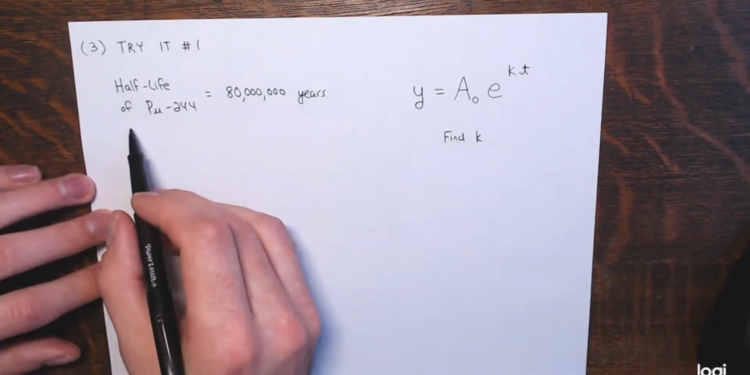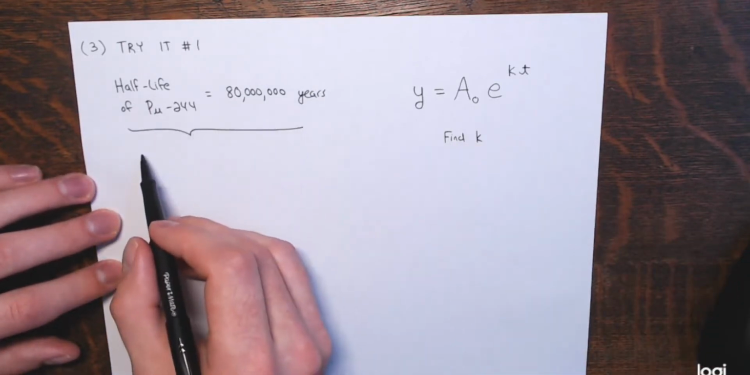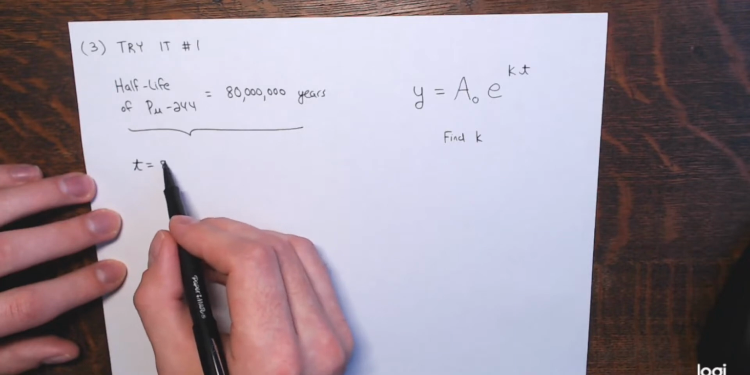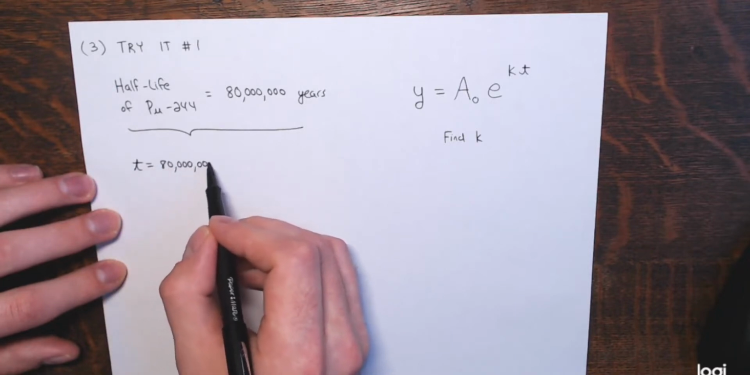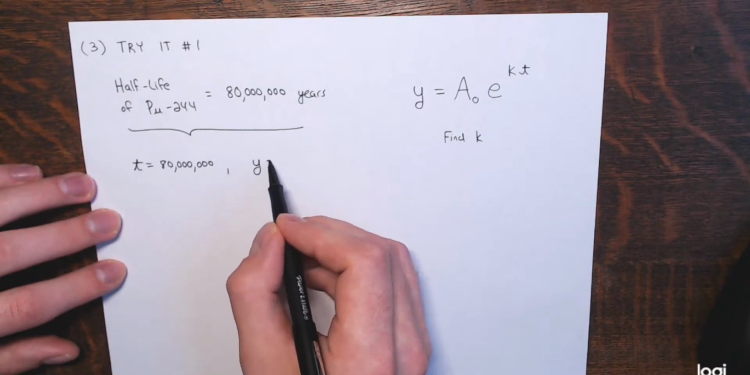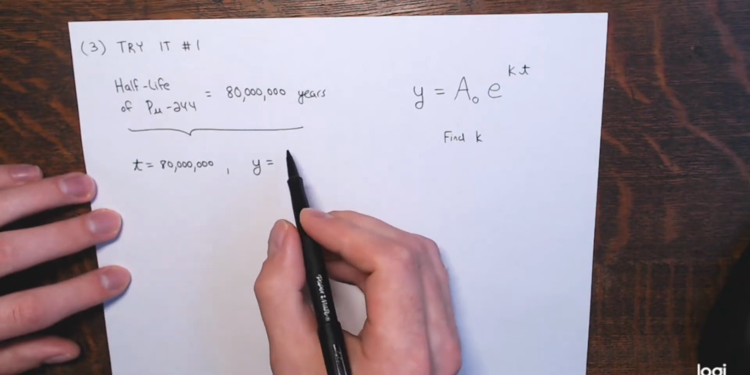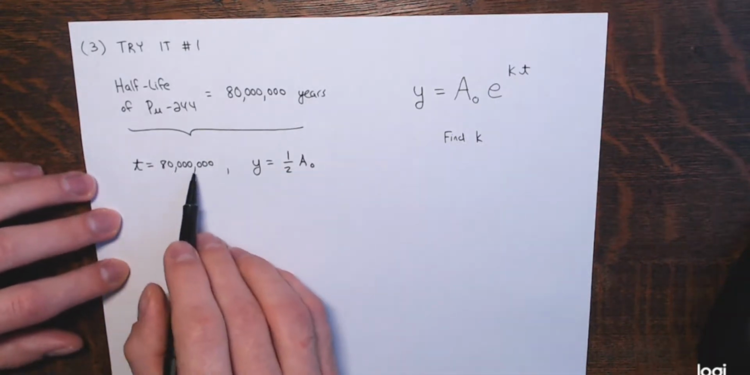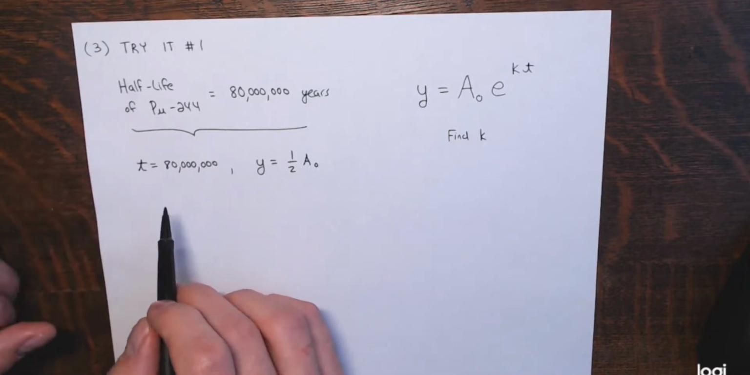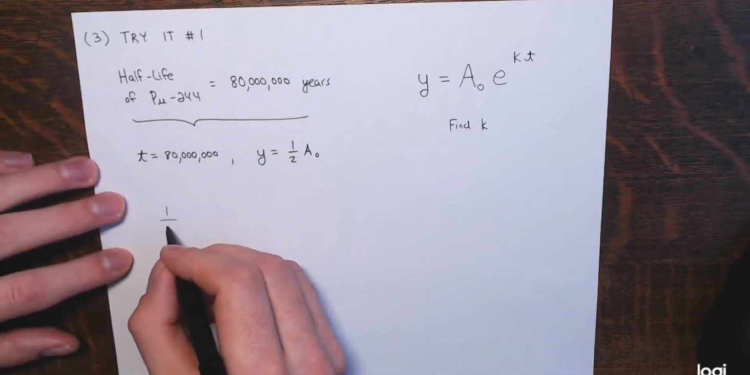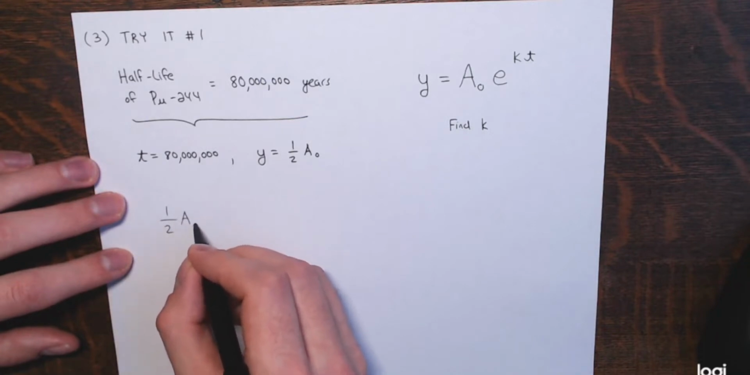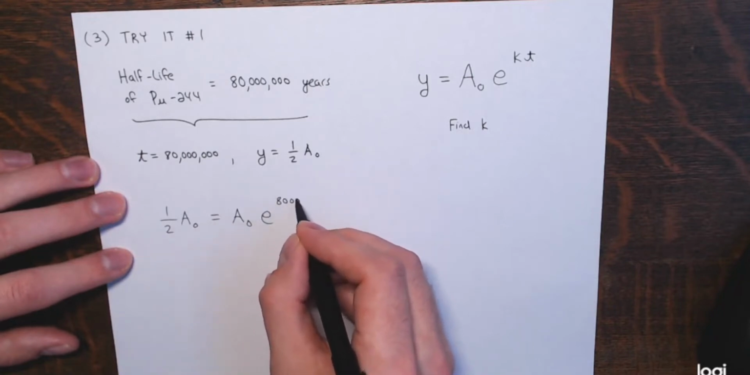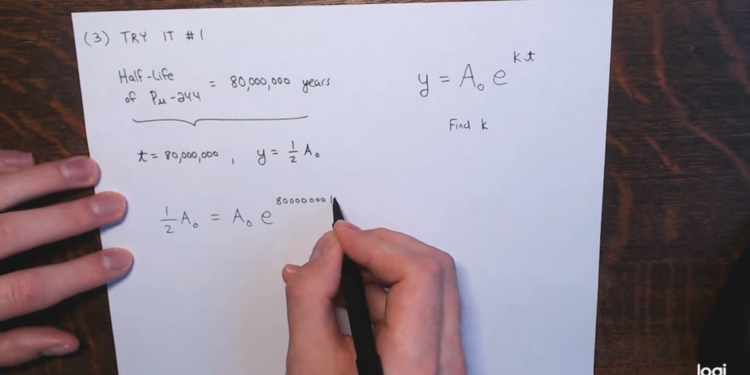Well, again, half-life means that the initial amount is A sub 0, and then 80 million years later, when t equals 80 million, y, the amount of plutonium-244, would be half the original amount, half of A0. So very similar to the last time, but instead of 5,730, it's 80 million. So all the same stuff would happen here. We have half of A0 equals A0 times e to the 80 million times k. And then we solve for k.